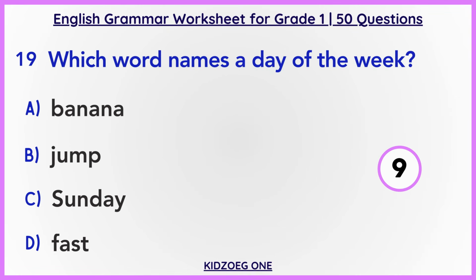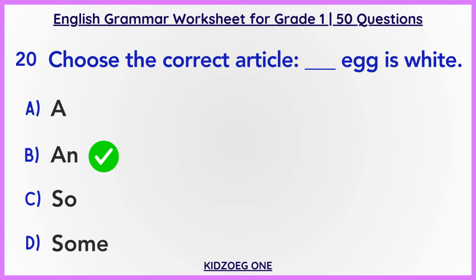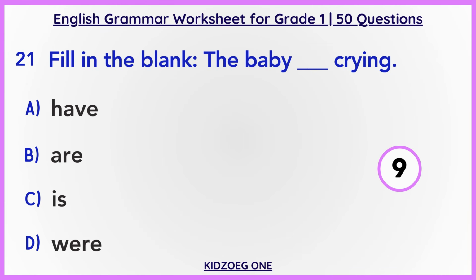Which word names a day of the week? Sunday. Choose the correct article. Dash egg is white. N. Fill in the blank, the baby dash crying. Is.